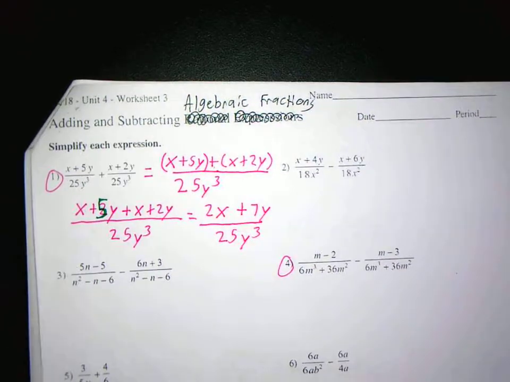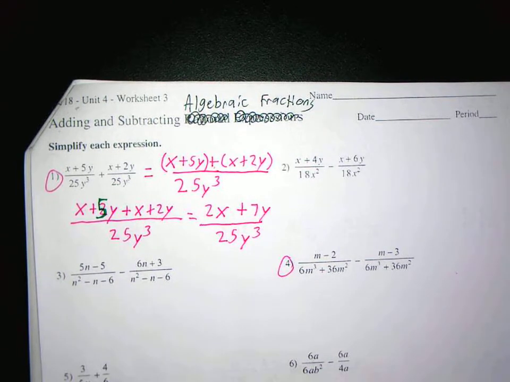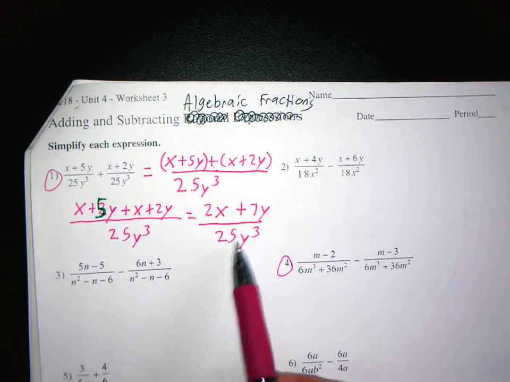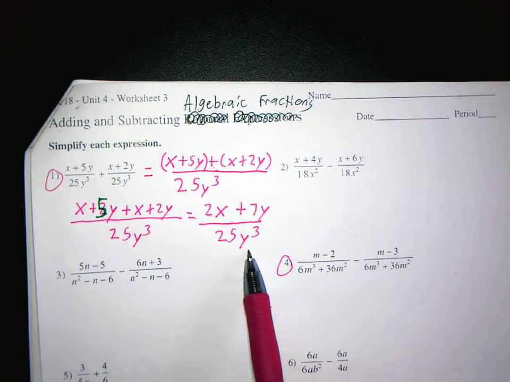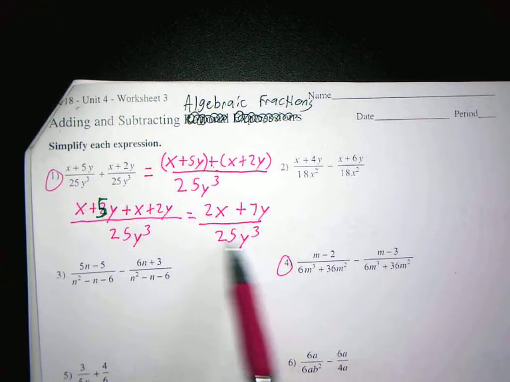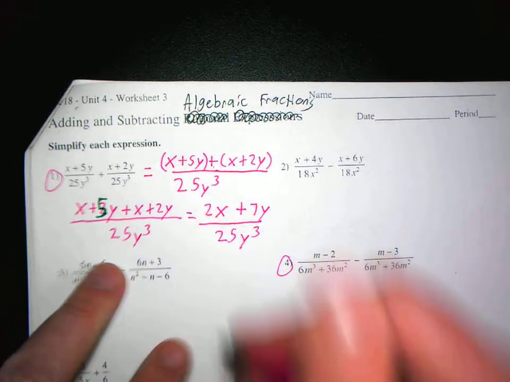Now after you combine fractions, you look at them and you go, all right, 2x plus 7y is your GCF? No. 25, I could break that into 5 and 5. Y cubed, I could break that into y. But there's nothing that's going to cancel. So it is simplified. Correct? So this is my final answer.